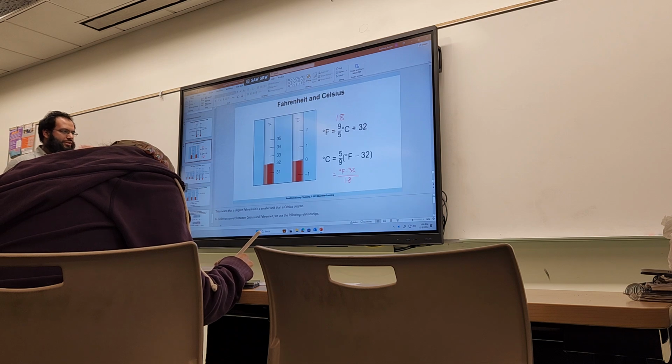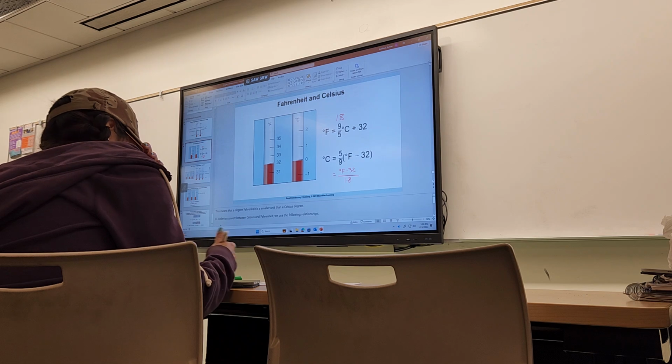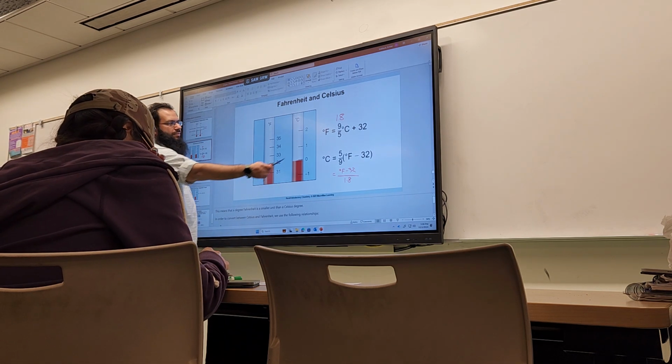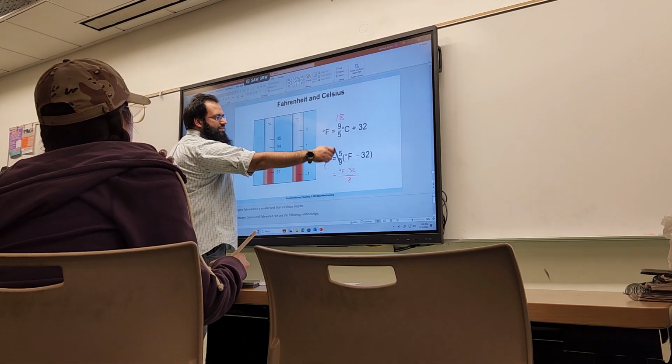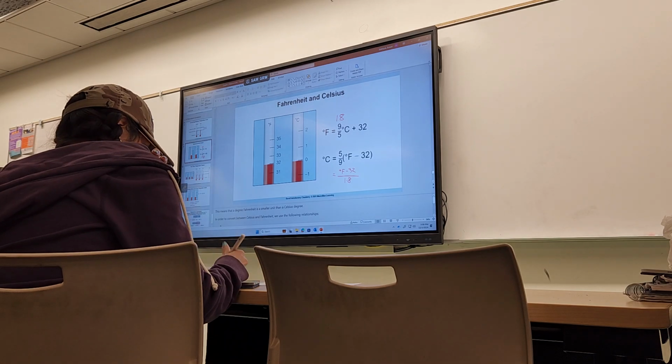Okay, so these are the equations. To go from Fahrenheit to Celsius. If you have Celsius, you're going to use this equation here. Fahrenheit equals 9/5 times C plus 32. Or instead of the 9/5, as I said, I prefer using the 1.8.